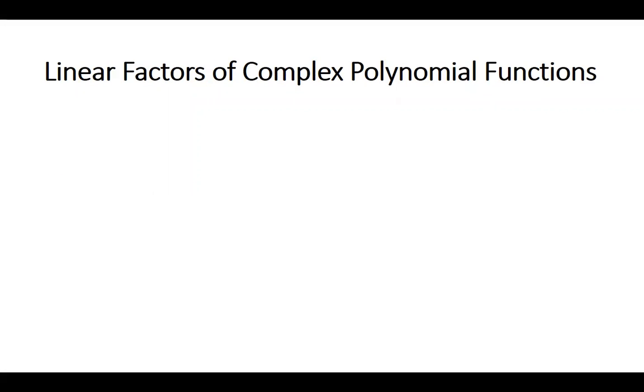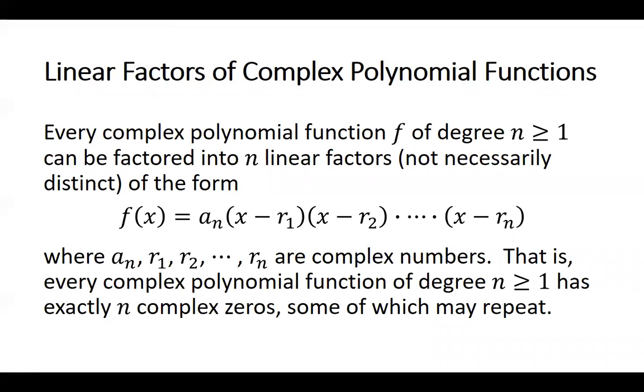Linear factors of complex polynomial functions. I know this is a bunch of information coming at you. Every complex polynomial function f of degree n greater than or equal to 1 can be factored into n linear factors, not necessarily distinct, meaning that we could have multiplicities, right? Of the form f of x is equal to a sub n, so some multiplier, times x minus r sub 1, times x minus r sub 2, times et cetera, times x minus r sub n, where a sub n and all of our r subs are complex numbers.